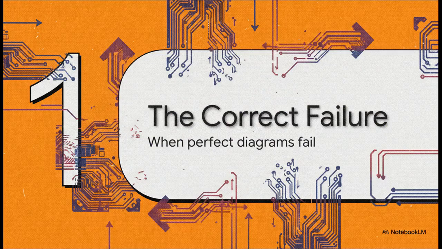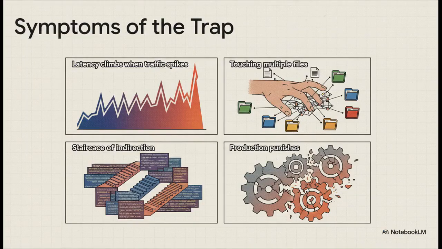All right, so how on earth does something that looks so correct on a whiteboard go so wrong in the real world? Let's get into the symptoms of what this looks like, this architecturally correct failure. And I bet these symptoms are going to sound painfully familiar. Your traffic spikes and boom, latency just shoots through the roof. A tiny little feature request comes in and suddenly you're touching 5, 6, 7 different files across all these layers.